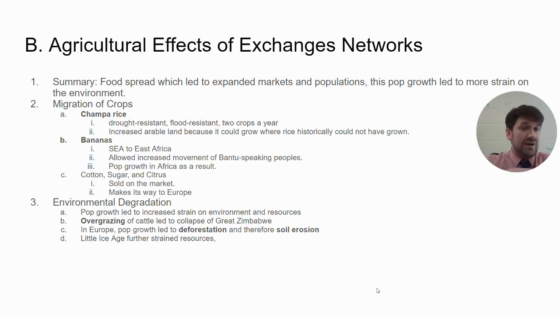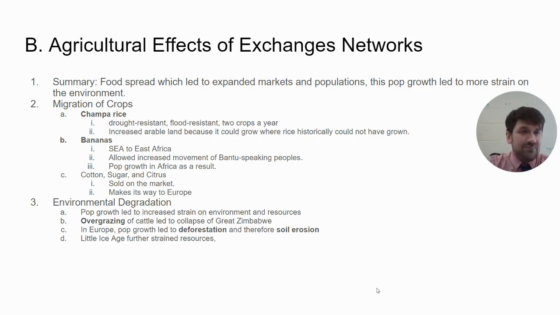But the crops we're going to talk about are Champa rice, which is a strain of rice that is drought resistant, flood resistant, and can be grown 2 times in a year, which means that you can produce double the amount of food within an annual cycle than you could with normal strains of rice. And what that meant is that there were more calories, so people felt more secure to have children or could feed children, and children wouldn't starve to death, or the state could then reserve more food. So in times of food insecurity, they could feed the people more.